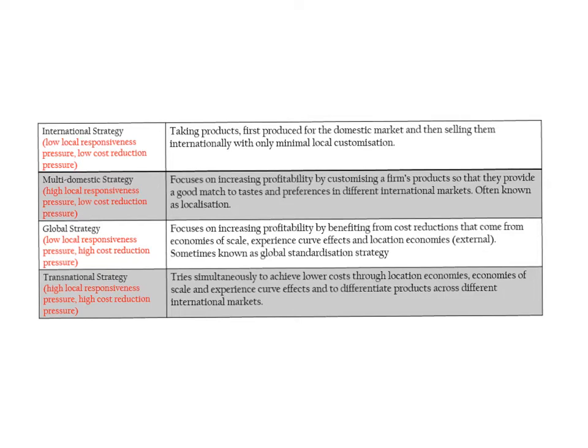Sometimes it does involve global standardization of a product. So standardizing, what I mean by that is selling the same product in every single country. But again, from that, there's a lot of mass production involved, and that can help with efficiency. A transnational strategy tries simultaneously to achieve lower costs through location economies of scale, experience curve, even economies of scope, but also to differentiate products across different international markets.